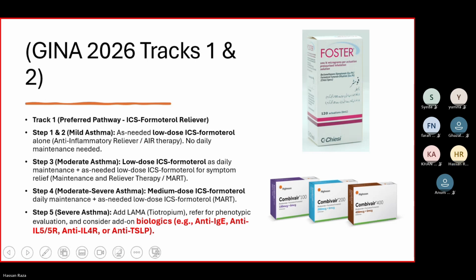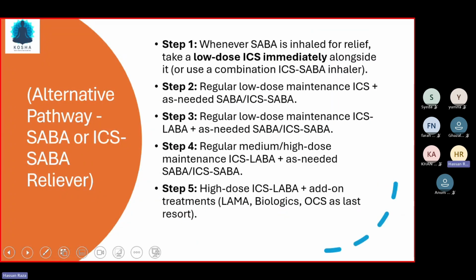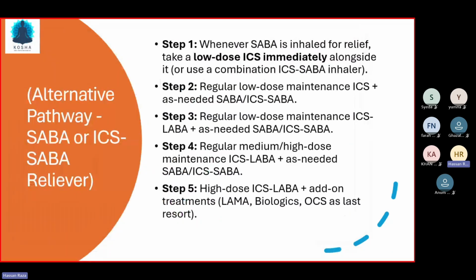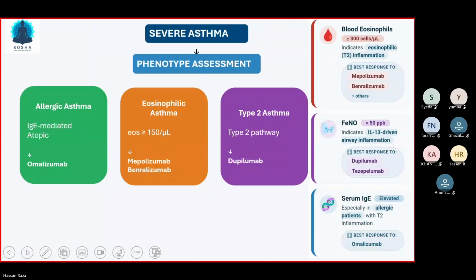Now, this is the alternative pathway. It is recommended for those countries which do not have availability of the combination of formoterol with inhaled corticosteroids. For all these countries, they recommend a SABA, but you have to use it with ICS, with a product like salbutamol. Because I have told you, SABA alone is not recommended now. It was recommended in previous guidelines, but it is not recommended now.